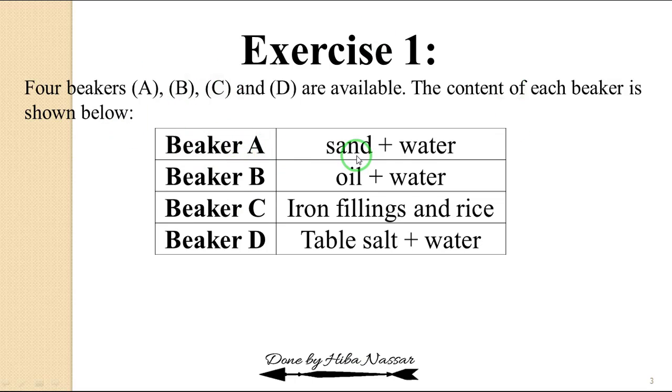In beaker A we mix sand with water. In beaker B we mix oil with water. In beaker C we mix iron fillings with rice. And in beaker D we dissolve table salt completely in water.